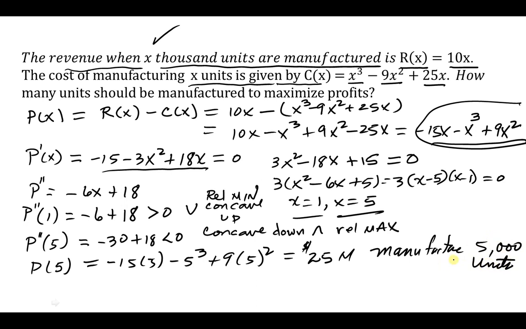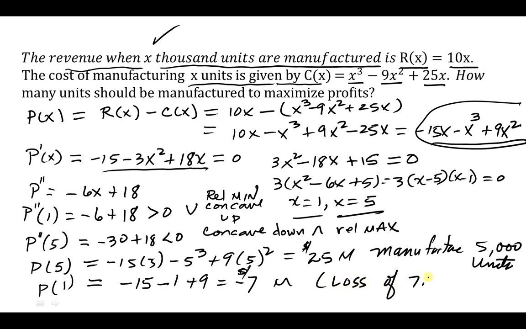Now, if we manufactured x equal 1, which would correspond to manufacturing just 1,000 units, notice we would have a profit of minus 15 minus 1 plus 9, which is minus $7 million. So this would actually be a loss of $7 million.